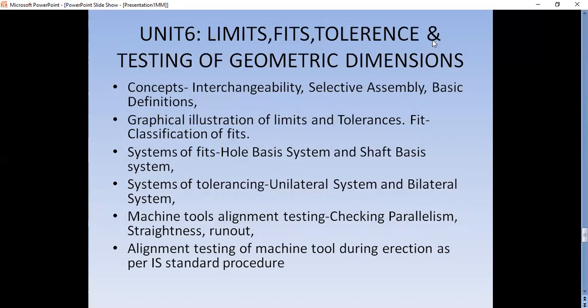In the sixth unit, we'll study all about the limits, fits and tolerances and testing of geometrical dimensions. We'll study interchangeability, selective assembly, basic definitions, graphical illustrations of limits and tolerances, fits classifications. Then we have system of fits, in which the hole basis system and shaft basis system we will study. Then we have system of tolerances. There are two types, unilateral systems and bilateral systems. In the machine tool alignment testing, checking parallelism, straightness and runout. And alignment testing of machine tools during erection as per standard procedure.